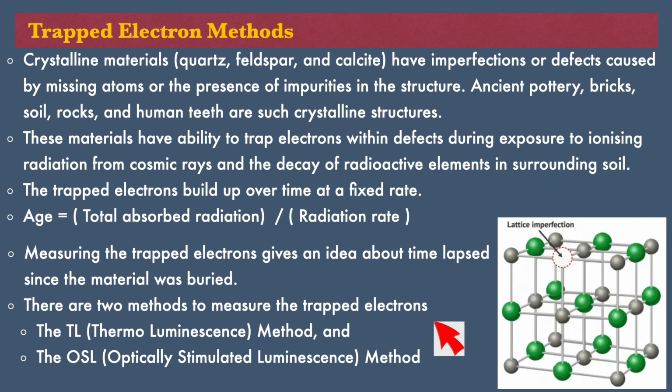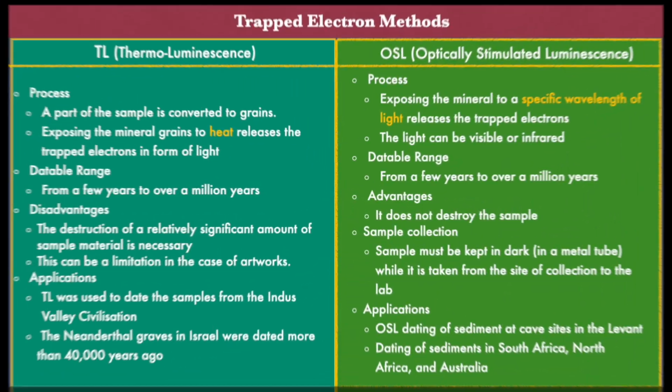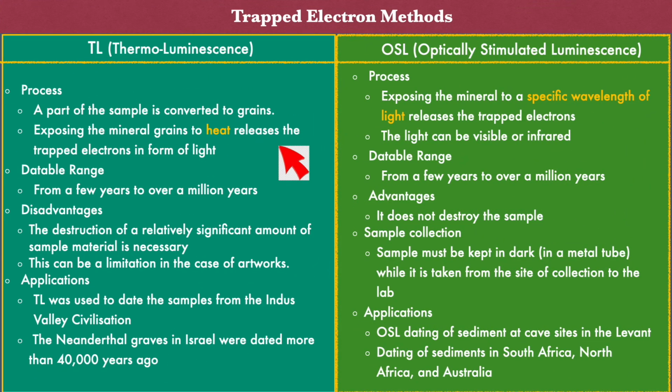There are two methods of measuring trapped electrons: the thermoluminescence method or the TL method and the optically stimulated luminescence method or the OSL method. Let's understand both these methods together. In the thermoluminescence method, a part of the sample is converted to grains and these grains are exposed to heat in a laboratory. Heat releases the trapped electrons in form of light. The quantity of released electrons is measured.